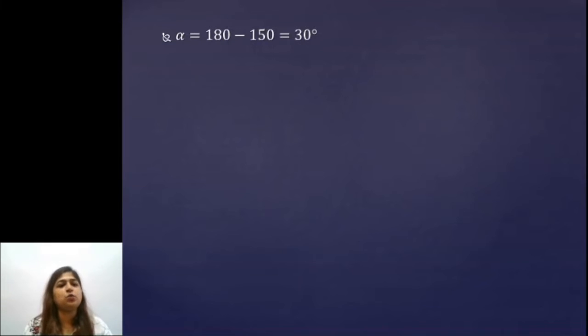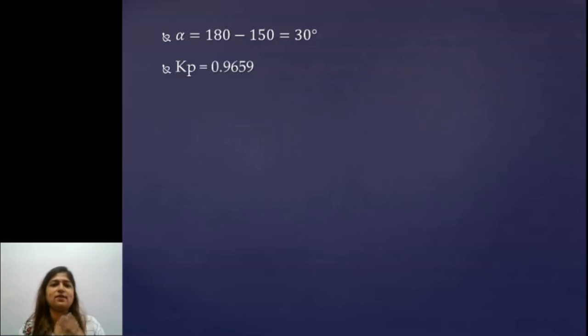Alpha. Now here we need not find out the number of slots by which it is short pitched because you're directly given the coil span. For coil span given as 150, we know that the full pitch coil is of 180 degree. We are having a coil span of 150 degree. So alpha, the angle by which it is short pitched, is 180 minus 150, which is nothing but 30 degree. Once you got the value of alpha, substitute in Kp and get the value of Kp. Kp is nothing but cos alpha by 2, which is 0.9659.